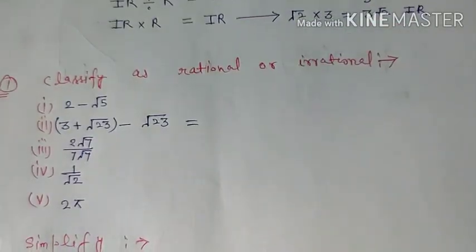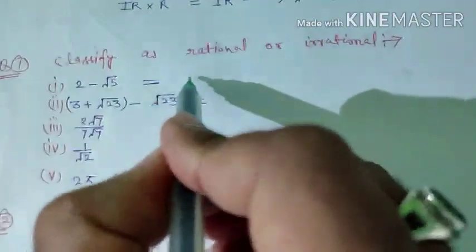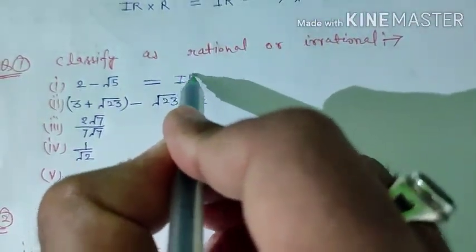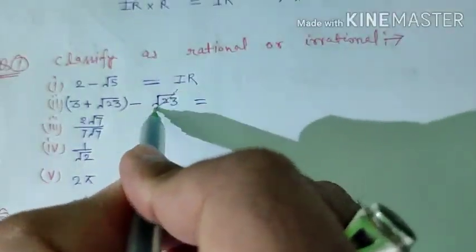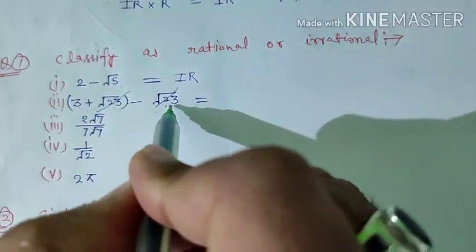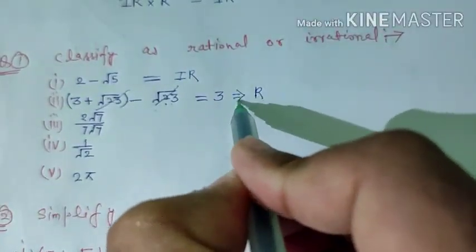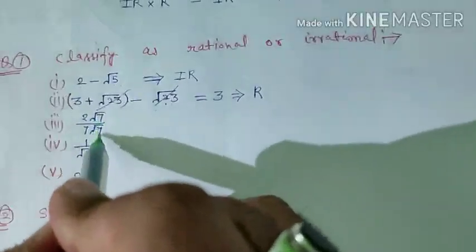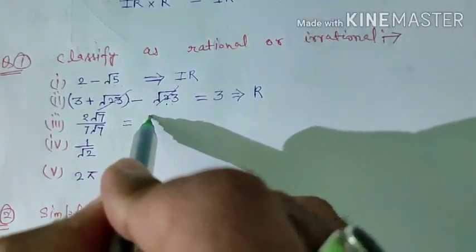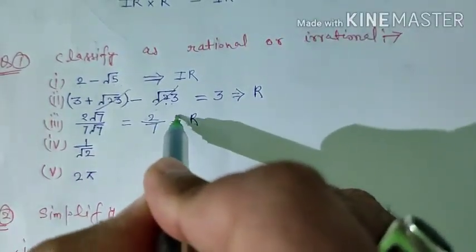Now, next question is classify as rational or irrational. 2 minus root 5. Now you can answer it very easily. This will be an irrational number. Similarly, this one I can simplify. First of all, root 3 will be cancelled out with root 3. So I'll be getting only 3, which is a rational number. Similarly, root 7 can be cancelled with root 7. So I'll be getting 2 upon 7, which is a rational number.